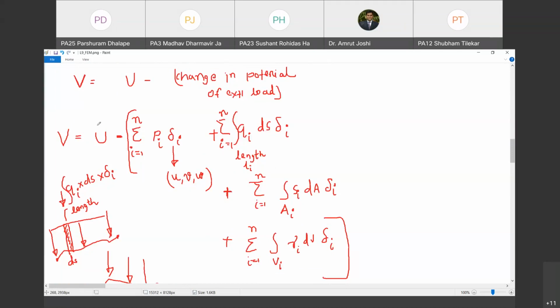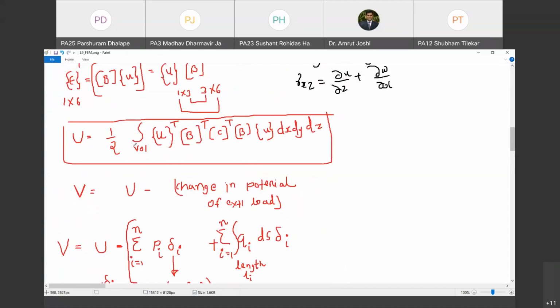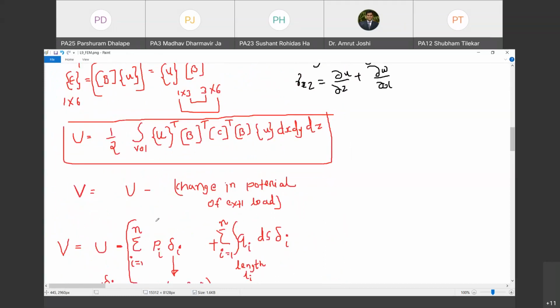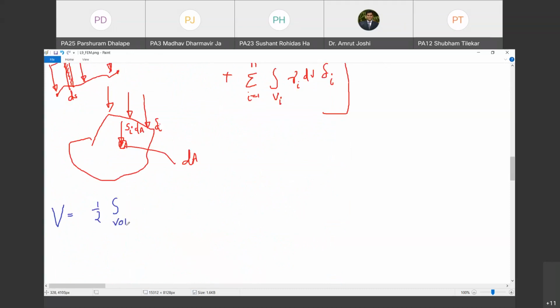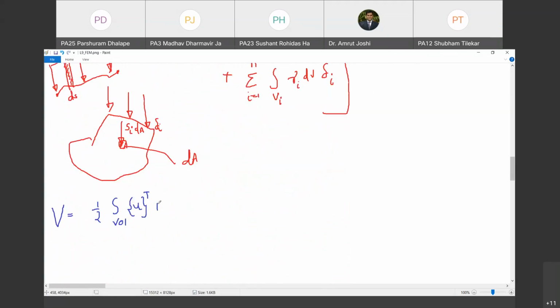Yes. So let me write down now the complete expression for V in one stroke. So how do I write that? Potential energy in the deformed configuration of the body is given as half integration over the volume. What should I write? U transpose B transpose C transpose B U.